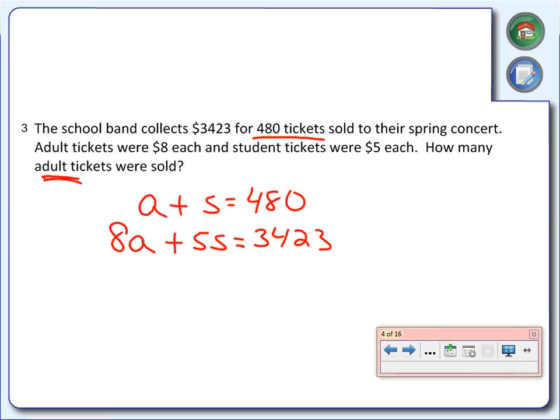All right, so anybody get that answer for me? What is the number of adult tickets here? 340. That's how many adult tickets there are. Okay, moving on, number 4.